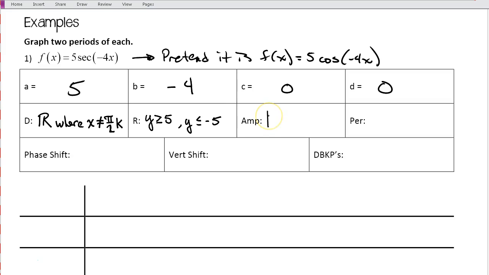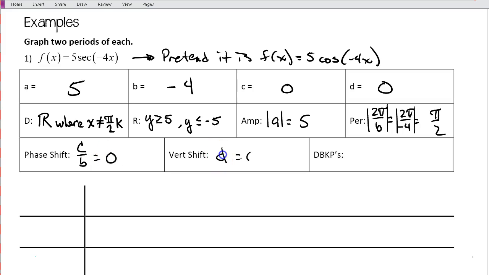Amplitude is still going to be the absolute value of a, so that's going to be 5. The period is still going to be 2 pi over b, so that's going to be 2 pi over negative 4, and again, this is going to be the absolute value, so that's going to be pi over 2. My phase shift, c over b, so that's going to be 0. My vertical shift is d, that's going to be 0. And distance between key points is still period divided by 4. So that's pi over 2 divided by 4, or pi over 8.